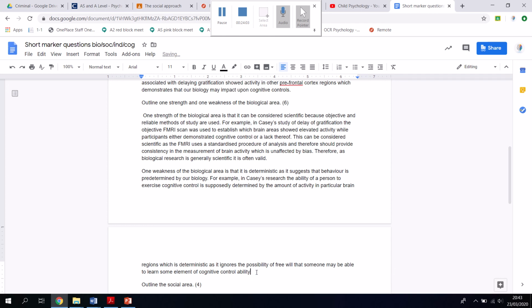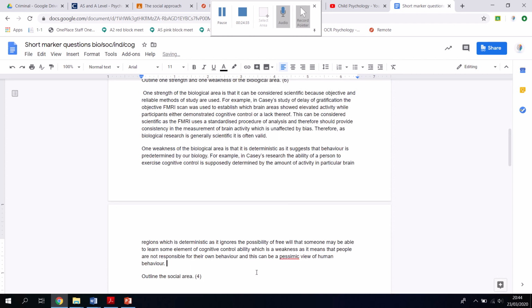So I've explained, I just need to link back and to say what the impact of that is, which is a weakness as it means that people are not responsible for their own behaviour, and this can be a pessimistic view of human behaviour. Okay, and that's all you really need in that question. So like I say, 2 real paragraphs is enough.